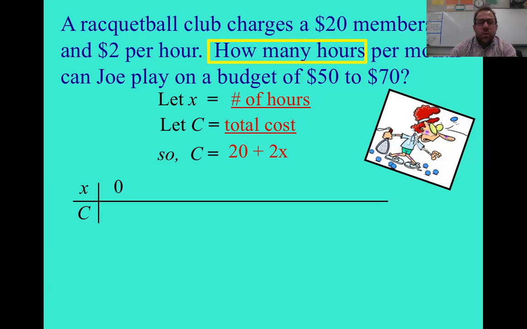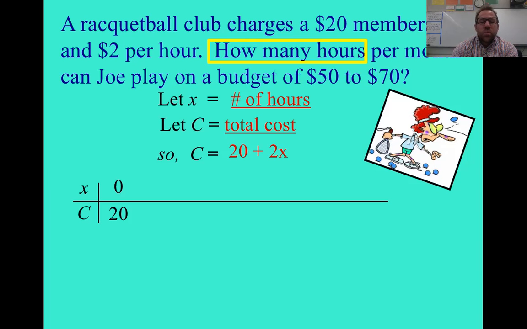Okay, so if he winds up not being able to play any hours, so 0 hours, if I put a 0 right there, 2 times 0 is 0. So it's still going to cost him $20, right? But let's say he finds out that his ankle is not broken. It was just badly sprained. So he takes care of it. He ices it and elevates it, and then he's back playing racquetball.